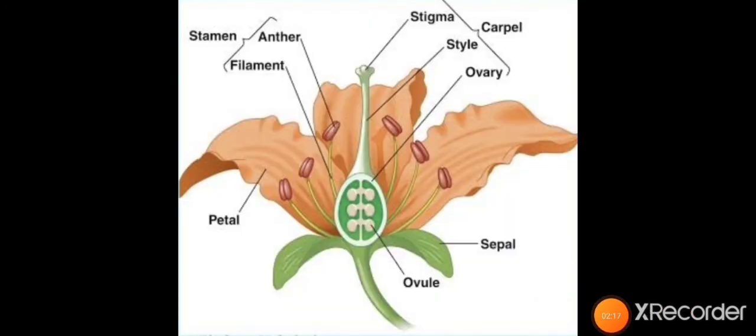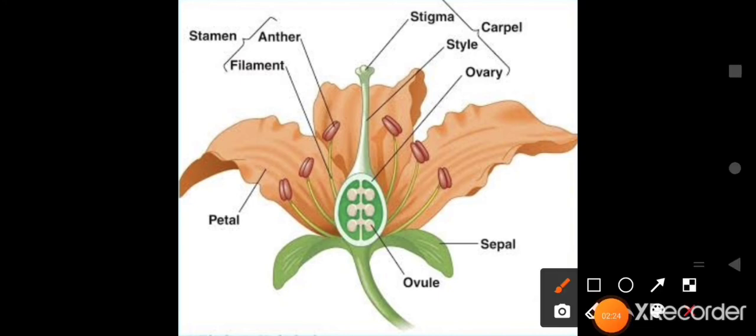Now our next diagram is parts of flower. So in the following diagram, the leaf-like green color structure is known as sepals. The sepal protects the flower during its bud stage. Now our next portion is petal. The colorful leaf-like structure is known as petal.